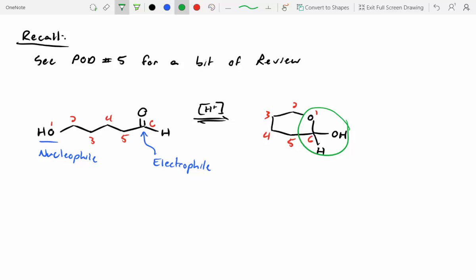An acetal is when you have two alcohols coming off. It can be a cyclic acetal or a hemiacetal. In this case, we don't have two alcohols. We've actually got a hydroxyl group coming off. I shouldn't say two alcohols. I should say two ether groups. In this case, we only have one, so this would be called a hemiacetal.